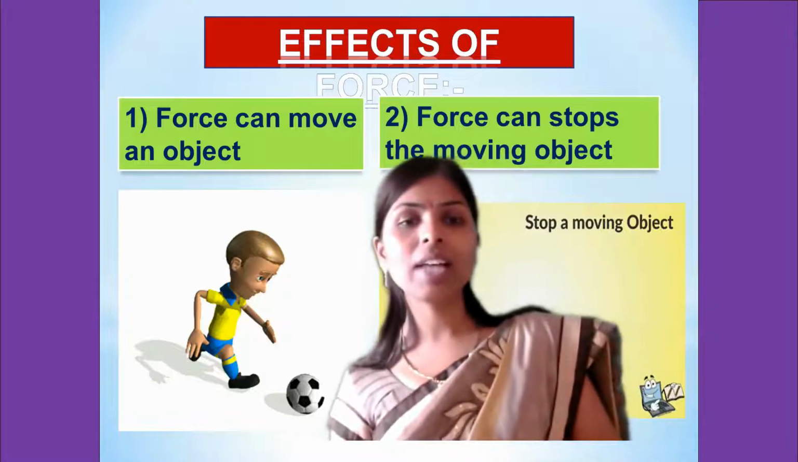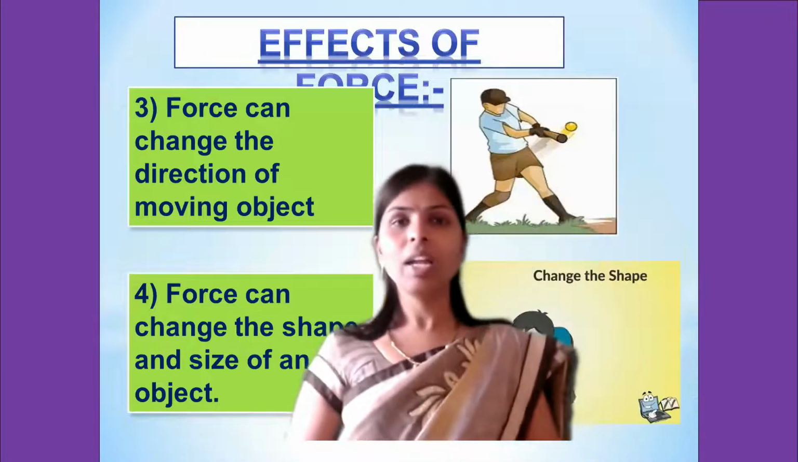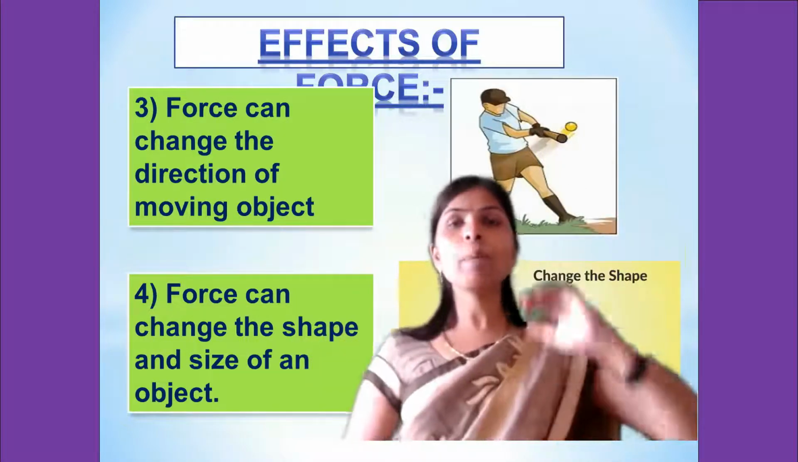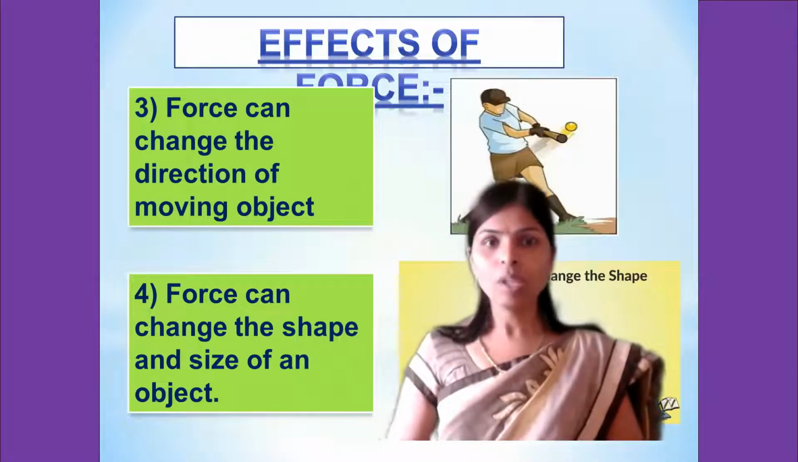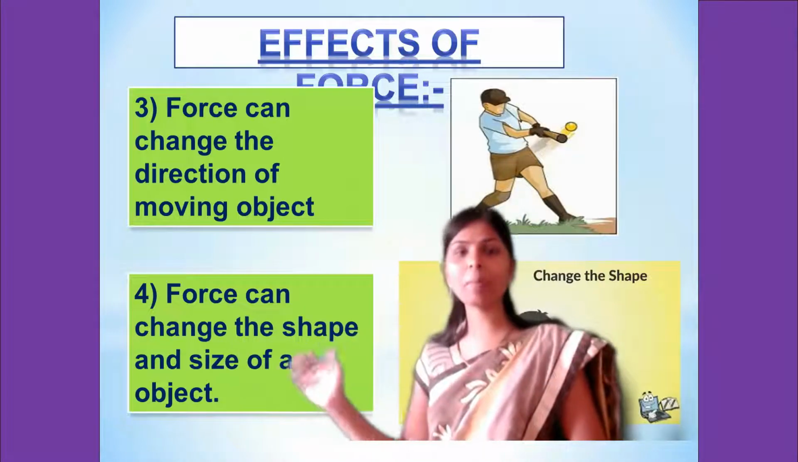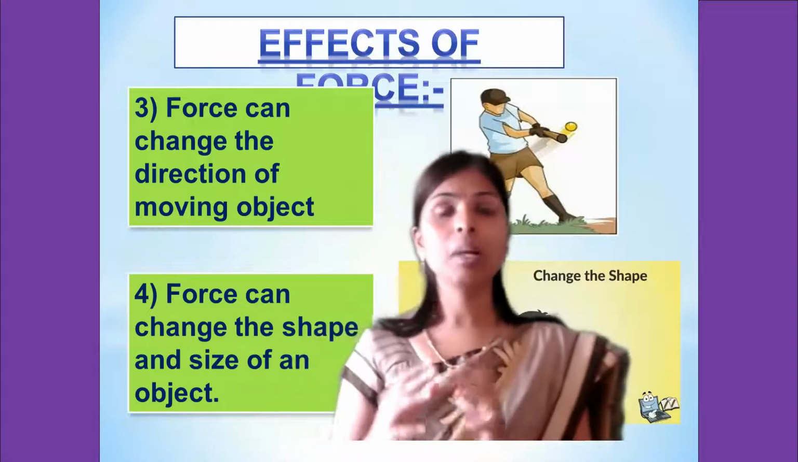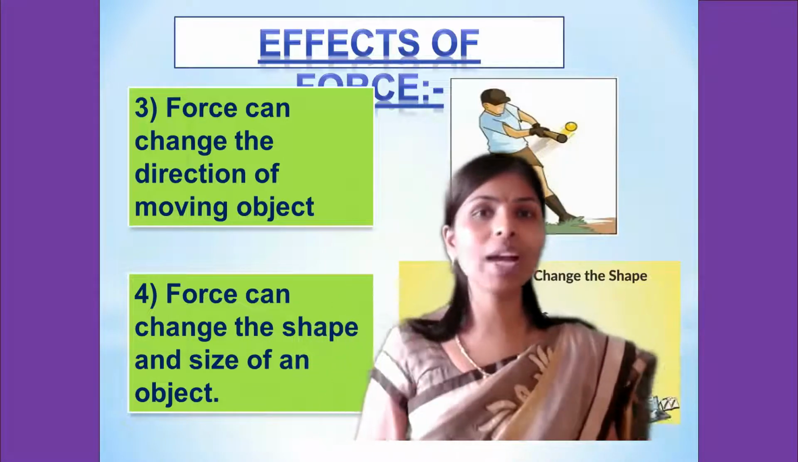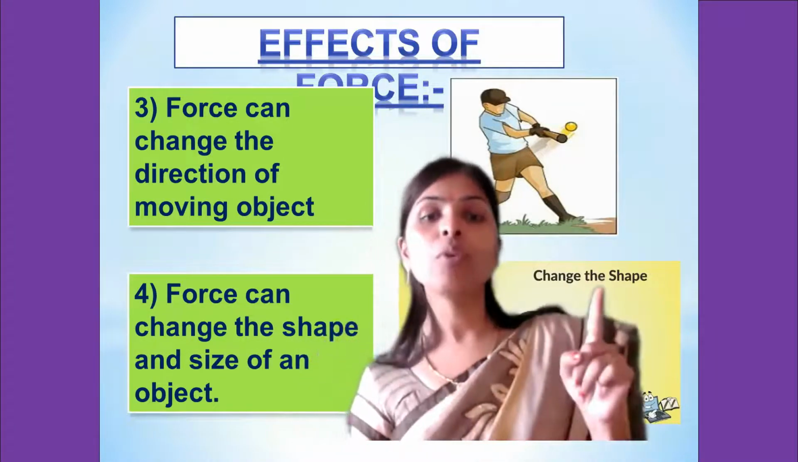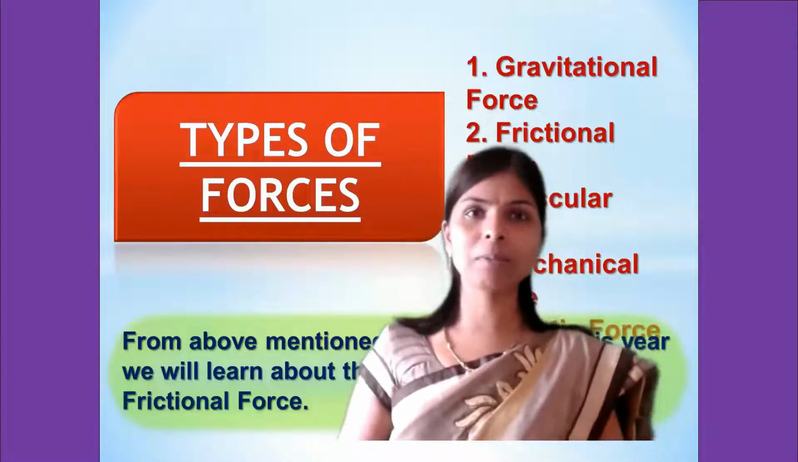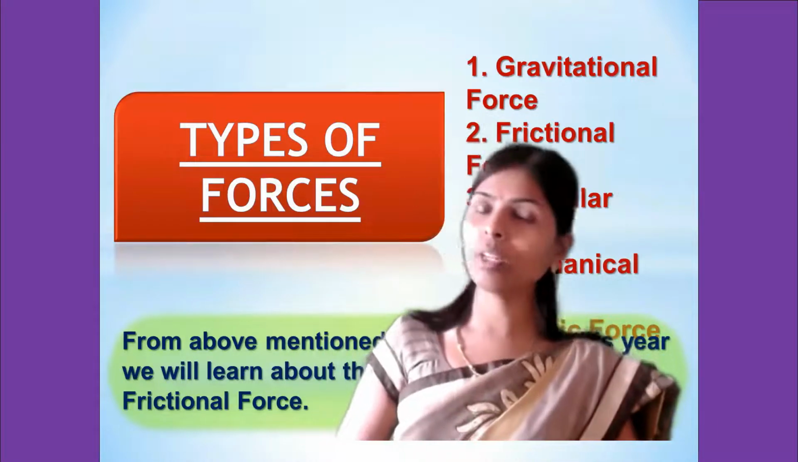Third effect, force can change the direction of a moving object. It means that when we are throwing a ball, by applying force, we can change the direction of the moving object. Fourth one, a force can change the shape and size of an object. As we know, when we are blowing a balloon, we can change the shape and size of that object. It means that by applying force, we can change the shape and size of an object. So dear students, in this way, we have learned the different effects of force on different objects.